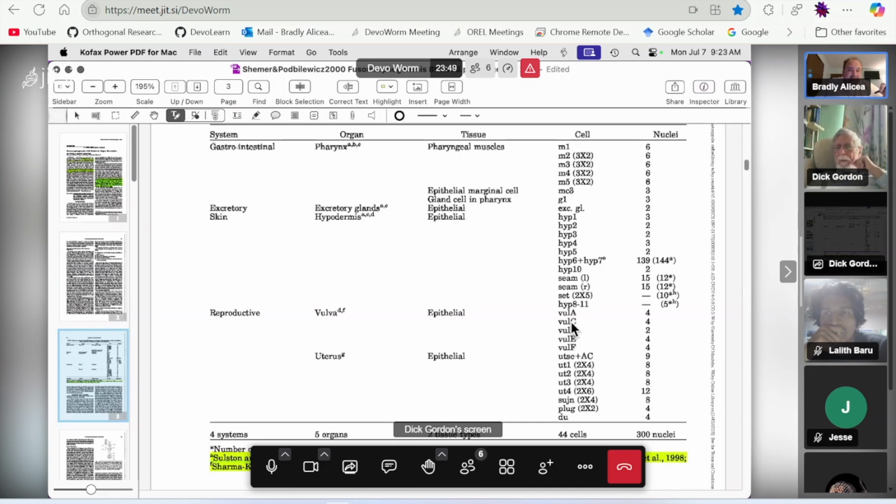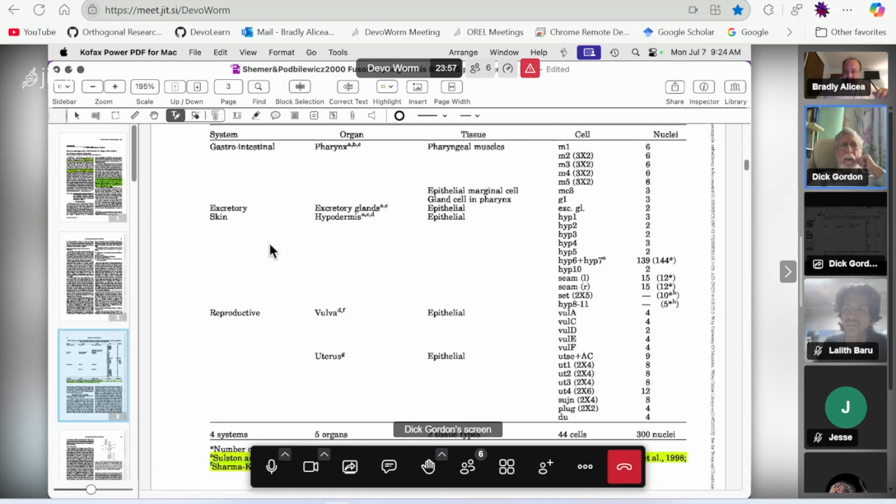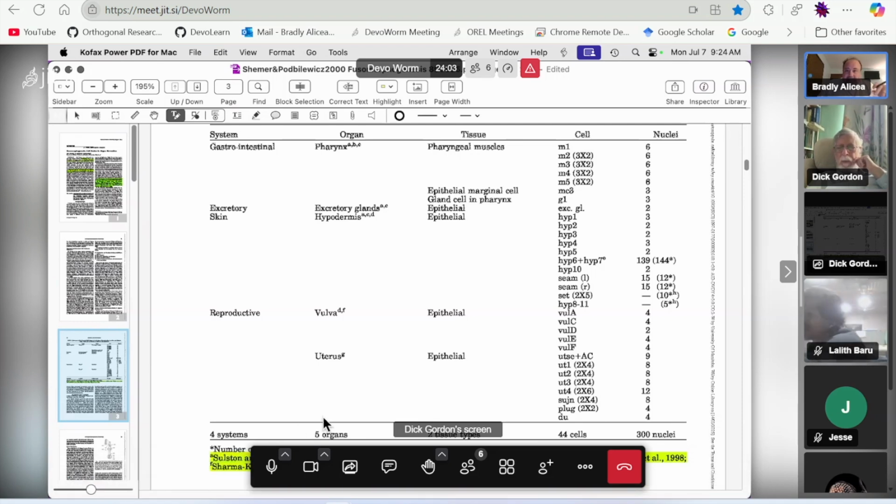And that goes post-embryonically as well as embryonically. Yeah. Can you put that in the chat? Yeah, I don't have the link right now, but I can get it later.